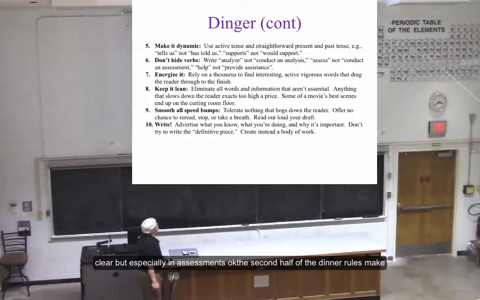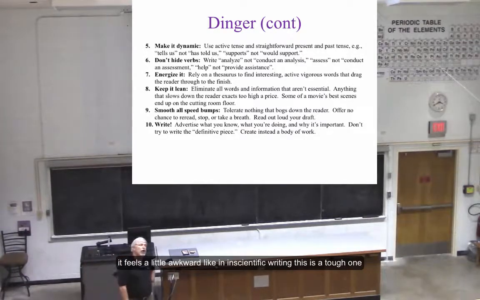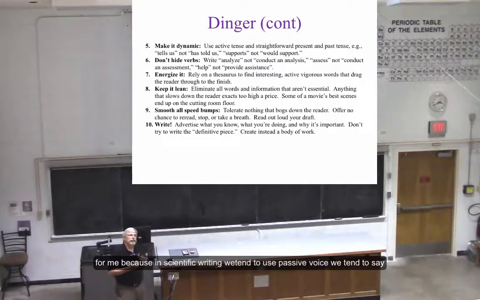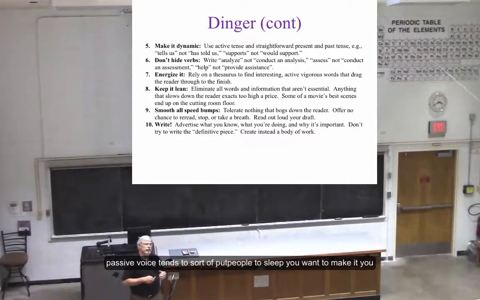Okay, the second half of the Dinger rules. Make your piece dynamic. Definitely use active voice. Never use passive voice. Sometimes it feels a little awkward. Like in scientific writing, this is a tough one for me because in scientific writing we tend to use passive voice. We tend to say the voltage was measured. That's passive voice. Never use passive voice in an assessment or in any dynamic piece. Passive voice tends to put people to sleep.